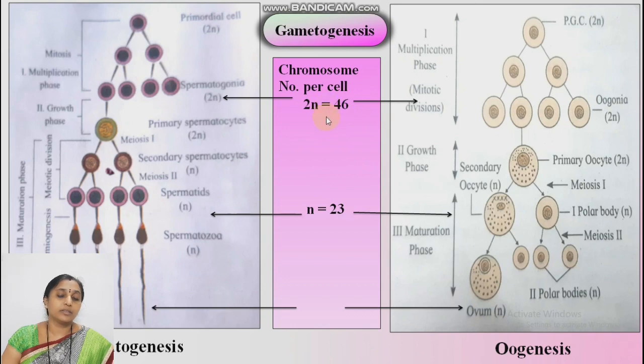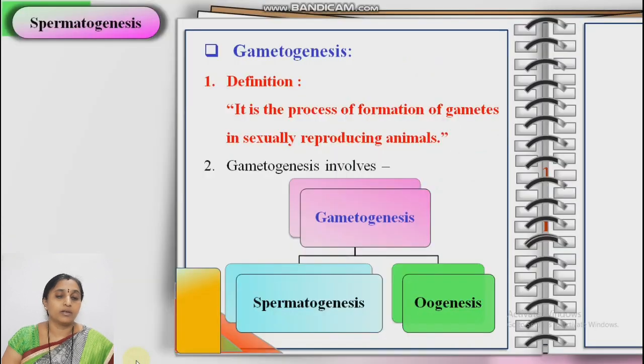What happens? The spermatocyte and oocyte undergo meiosis and then they form 23 chromosomes, that is haploid. And lastly the sperm, the male gamete, and the ovum or egg, the female gamete, both are haploid, containing 23 chromosomes.